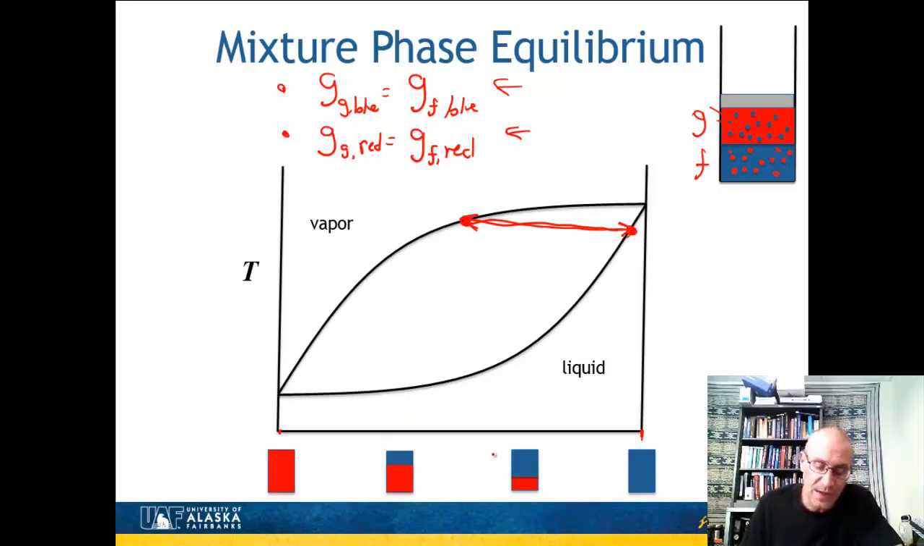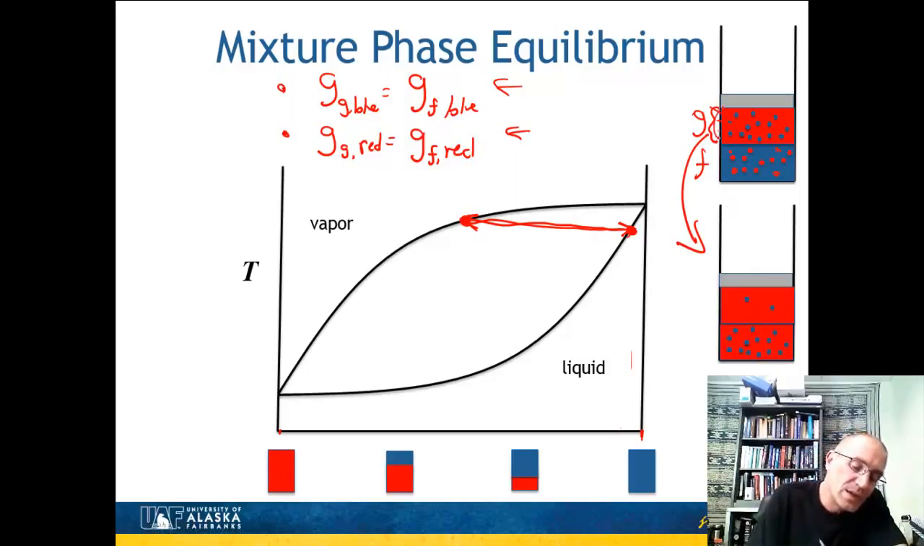Those Gibbs energies are the same, but what you realize is that the liquid is much richer than the vapor phase in blue. It's got much more blue and much less red, or vice versa. The vapor phase has much more red than blue, as I show in the diagram here. And this gives the idea of distillation, because what I could do is capture that vapor phase and then condense it down. Now what was in the vapor phase becomes the liquid. And if I boil that again, it's going to become yet more pure in red.